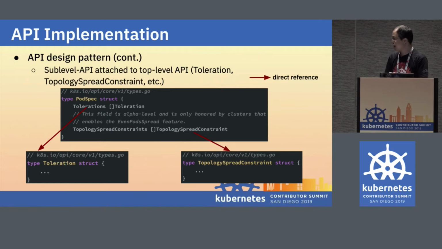Of course, we also have direct reference. An example here is toleration. A pod has tolerations to be able to tolerate the taints applied on the nodes. But toleration cannot live without being associated with the PodSpec. That means you cannot use kubectl to create a toleration. That is not the case. So in this case, all the APIs sit together in the same package. And when I implemented the EvenPodsSpread feature, I added the topology spread constraints also using this pattern. So this is the second pattern.